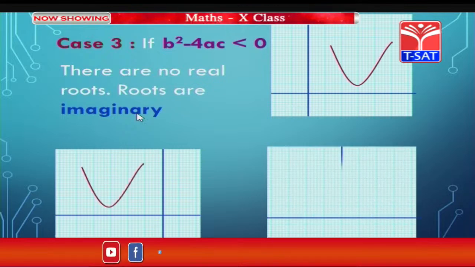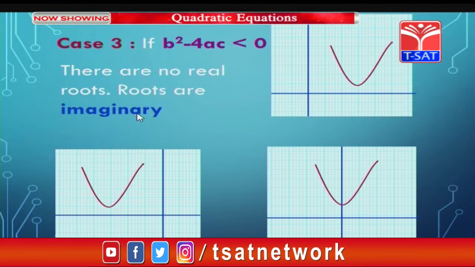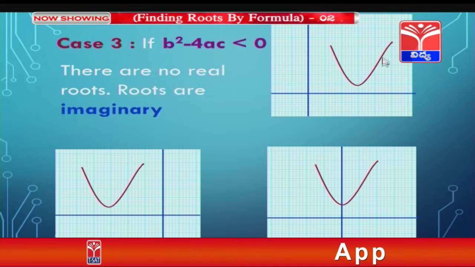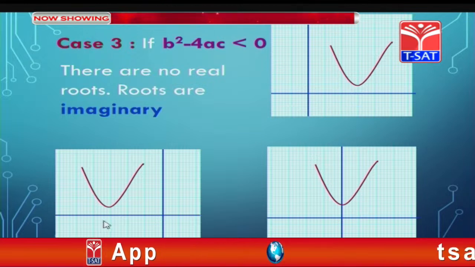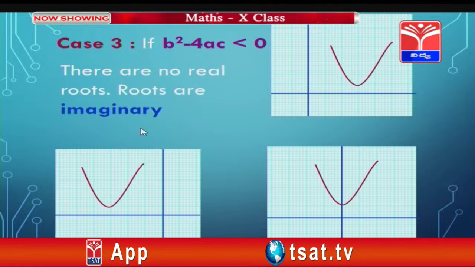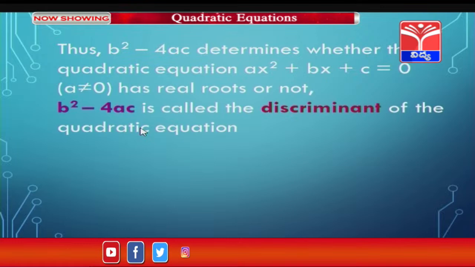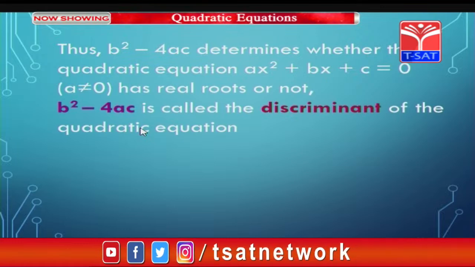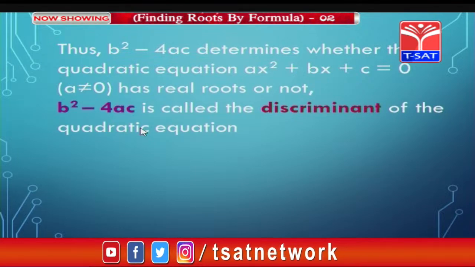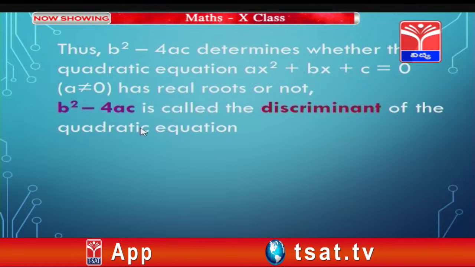When you look at the curves, you observe that they are not meeting the x-axis at all. You can see they are not meeting the x-axis at all in any of the graphs. So, we can say that the roots are imaginary. Thus, we can say b square minus 4ac determines whether the quadratic equation ax square plus bx plus c is equal to 0, where a is not equal to 0 has real roots or not.